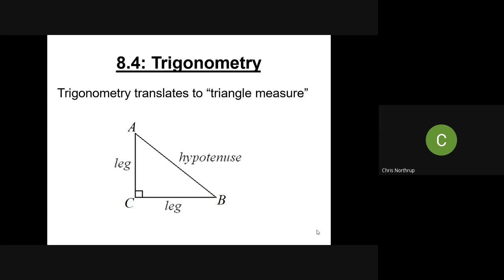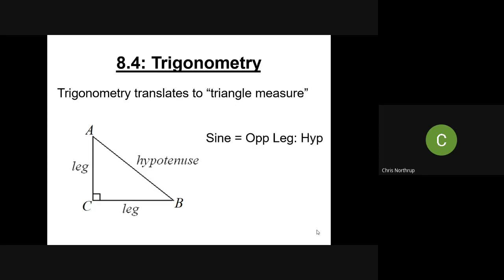We're always going to be looking from the point of view of one of those acute angles in a right triangle, and which acute angle we're at determines which leg is opposite and which leg is adjacent. The hypotenuse will always just stay the hypotenuse. The three ratios we're going to look at have some funny names. The first one is called the sine ratio. The sine ratio is the comparison of your opposite leg to your hypotenuse.